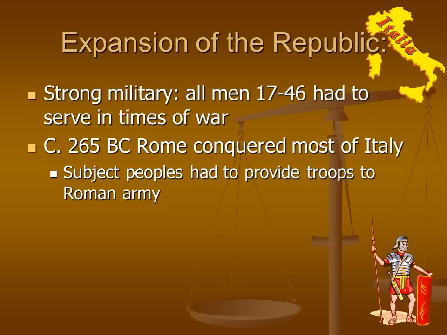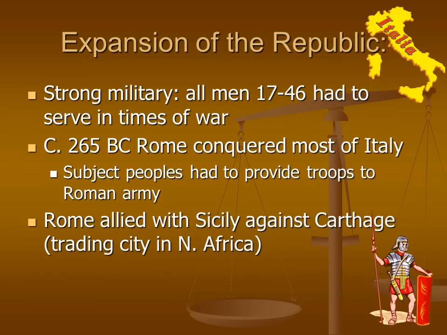Subject peoples are going to have to provide troops to the Roman army. That means the people that they conquered then have to help in times where the Romans need defense. So they have to provide men to fight for the army, and that's going to kind of strengthen their army in the beginning. Rome allies with Sicily, which is the island kind of off the coast of Italy, against the Carthaginians. Carthage is a trading city in North Africa, and they're going to have much contact with Carthage in the next few years.